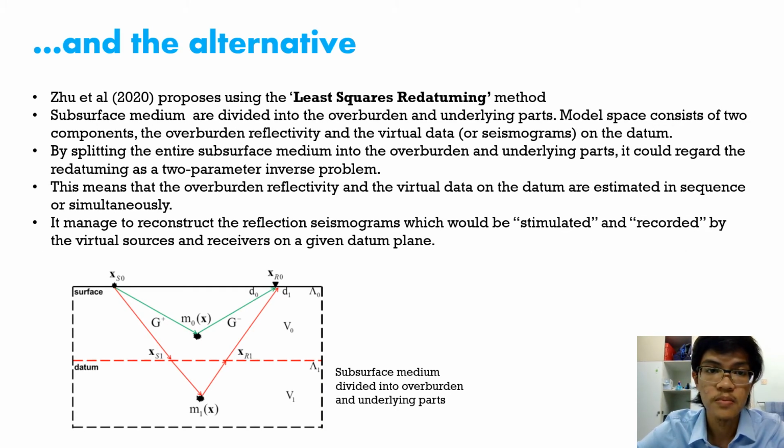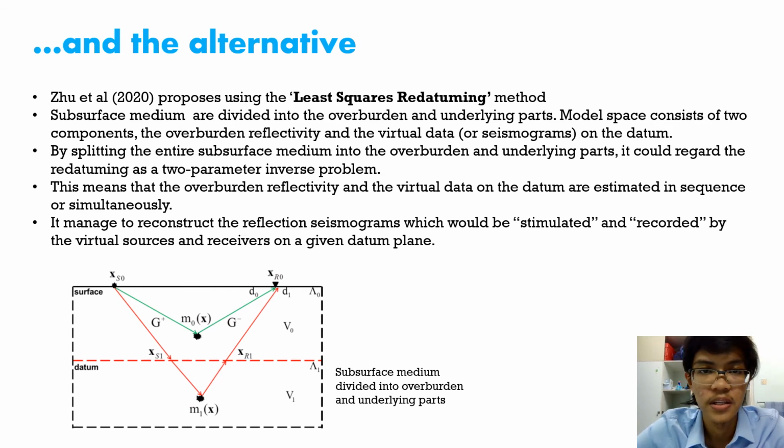In order to overcome some of the previous limitations, some research by Zhu et al. proposes using the least square redatuming method. So how does it work? The subsurface medium is divided into an overburden and an underlying part. The model space consists of two components: the overburden reflectivity and the virtual data on the datum. By splitting the entire subsurface medium into overburden and underlying parts, it can regard redatuming as a two-parameter inverse problem. This means that the overburden reflectivity and the virtual data are estimated in sequence or simultaneously.